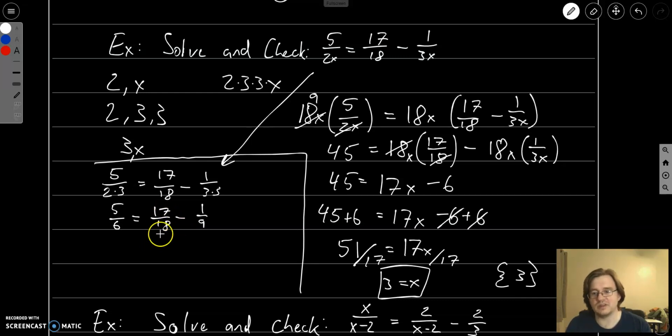Here, I'm going to put everything over the least common denominator again. Very quickly, the least common denominator will be 18 here. So let's multiply the top and the bottom of this fraction by 3 to get 15/18. Then 17/18. And 1/9 is the same thing as 2/18. And when I subtract, if I take 17/18 and I subtract 2/18, I do in fact get 15/18. So everything works.